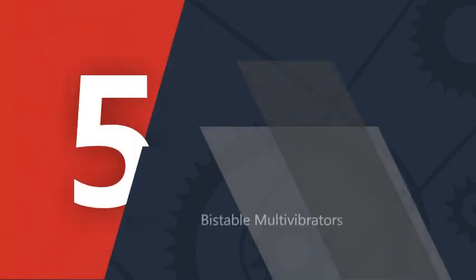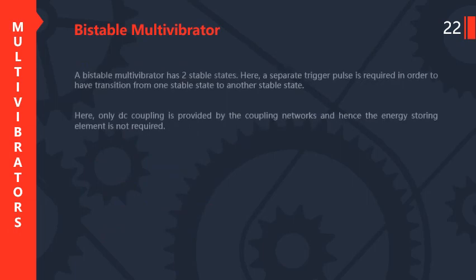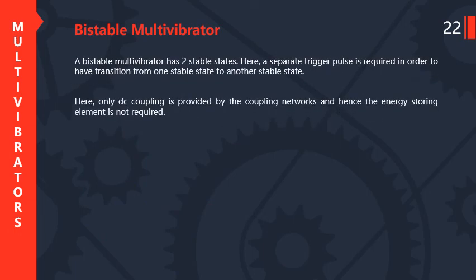Next topic is bistable multivibrator. A bistable multivibrator has two stable states. As the name suggests, bi means two, and stable means stable state, so it has two stable states. Here a separate trigger pulse is required in order to have a transition from one stable state to another stable state. Here only DC coupling is provided by the coupling network, and hence the energy storing element is not required.